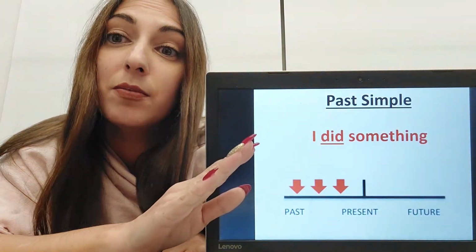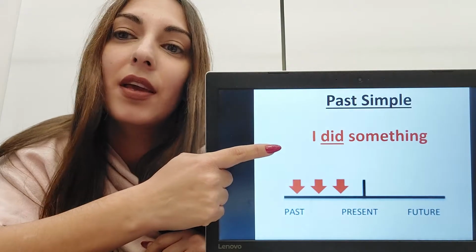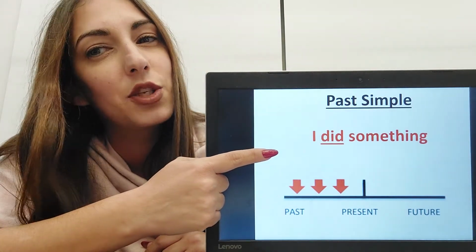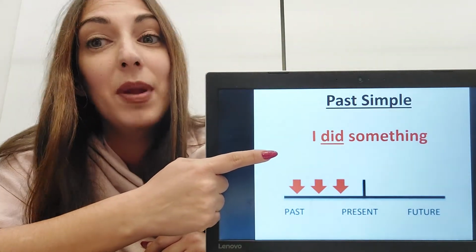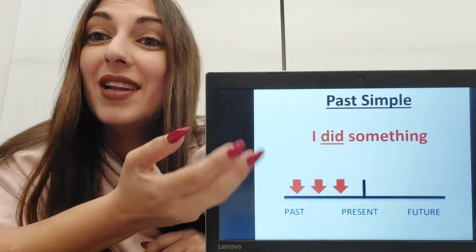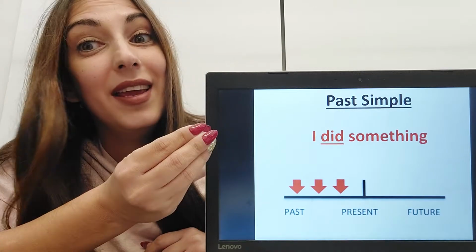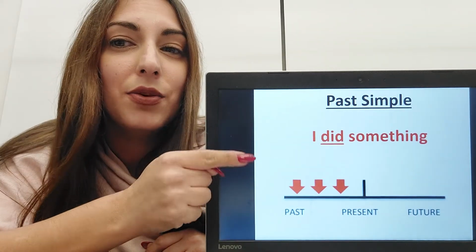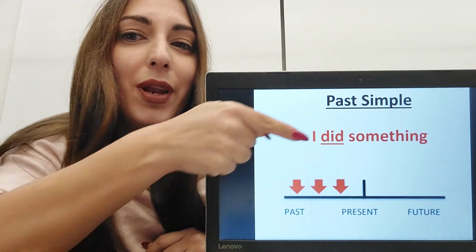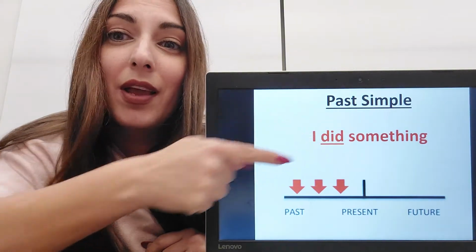First of all, the past simple formula is I did something. Did is the past tense of do, which is an irregular verb. But if it's a regular normal verb, you just add ed, like work, worked, play, played. But as you can see, the past simple has no link to the present whatsoever in my timeline.